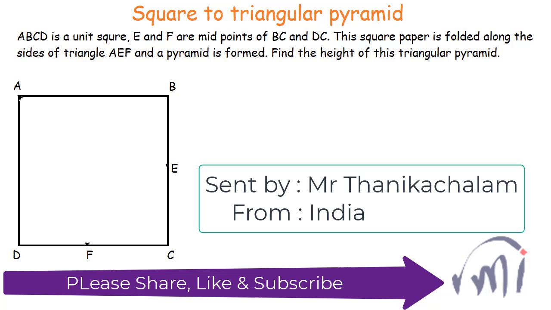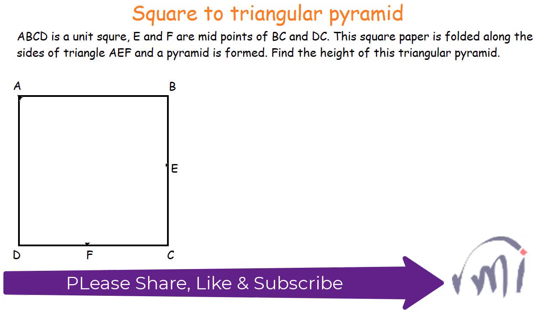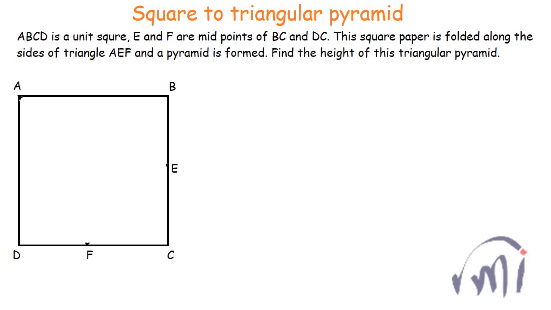Hi, so here we have a problem which was sent by Mr. Tanikachalam from India, and in this problem we have a square ABCD whose each side is equal to 1, so we call it unit square, and then E and F are the midpoints of BC and DC.